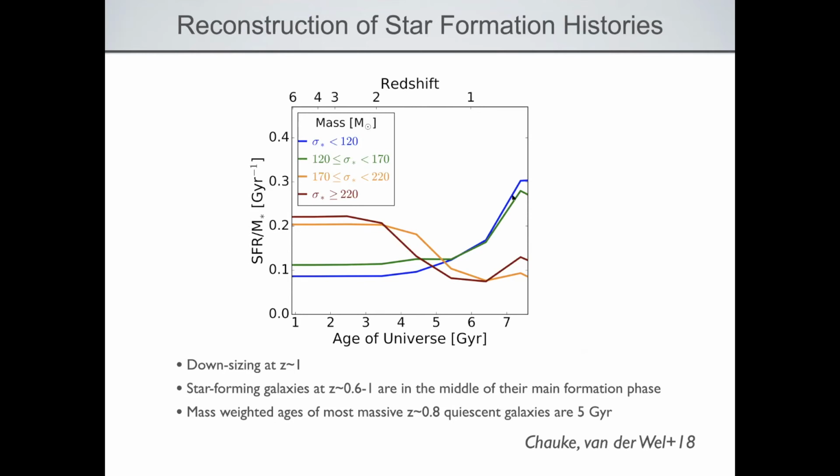Now, on the one hand, this looks like the downsizing effect we see in the present day universe. On the other hand, if you were to make this plot in the local universe, all these lines would go from high to low, right? And here you see again the contrast at redshifts near 1. These L-star spirals, that's what we're talking about here, are in the middle of their main formation phase. Their current star formation activity is higher than their past average.